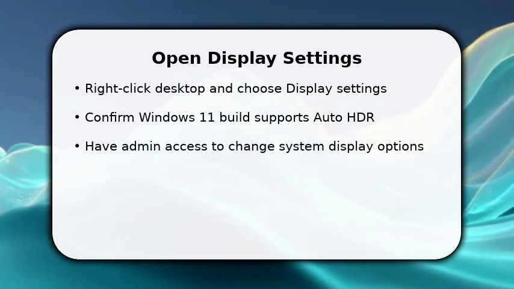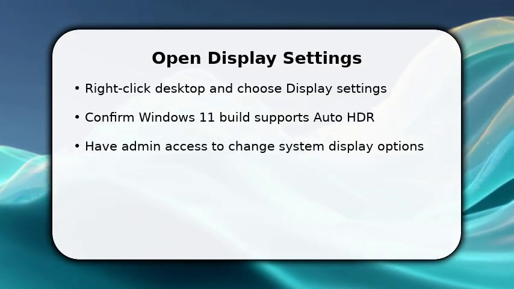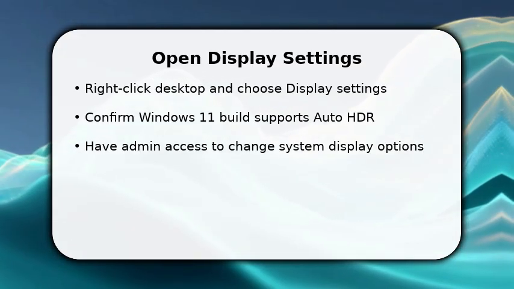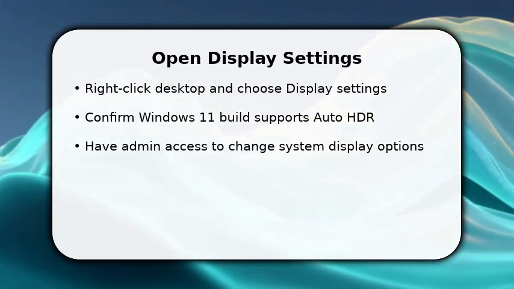You start by opening display settings directly from the desktop. This gets you where Auto HDR lives. Once the Settings app appears, select System then Display to reveal advanced display controls.